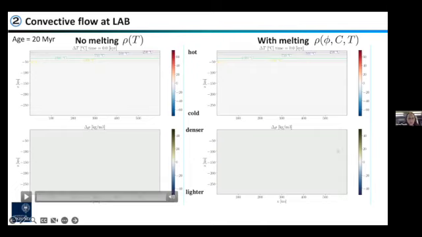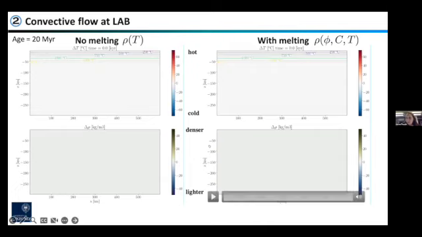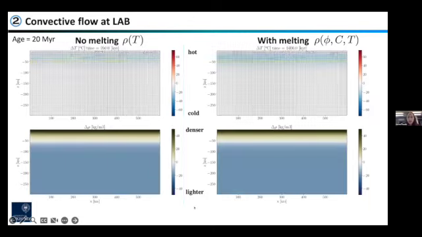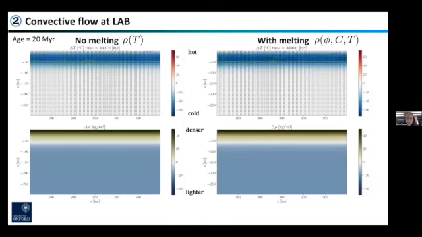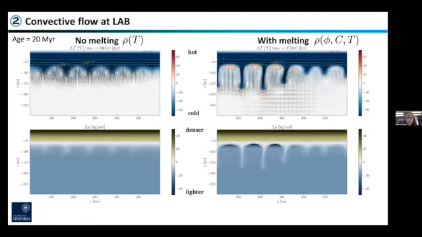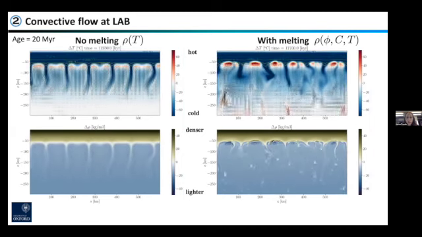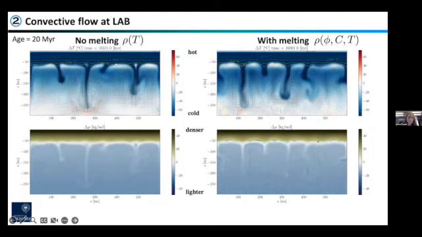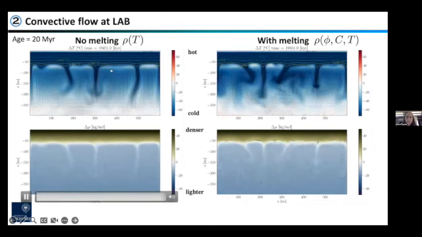And on the bottom, these are residual density maps. So brown is denser, blue is lighter. The initial conditions are the same for both cases, and you will see that with cooling, the lithosphere becomes denser and will tend to sink. So we start forming Rayleigh-Taylor instabilities.